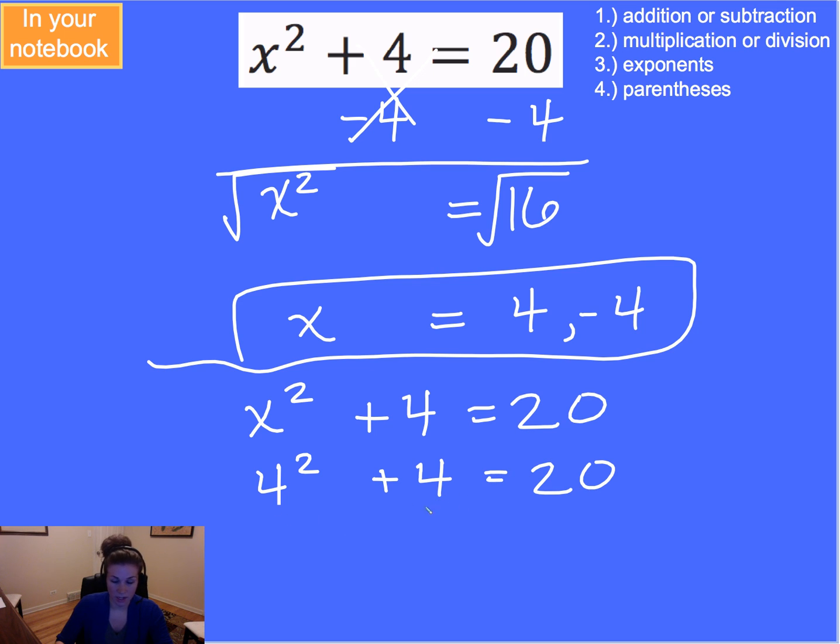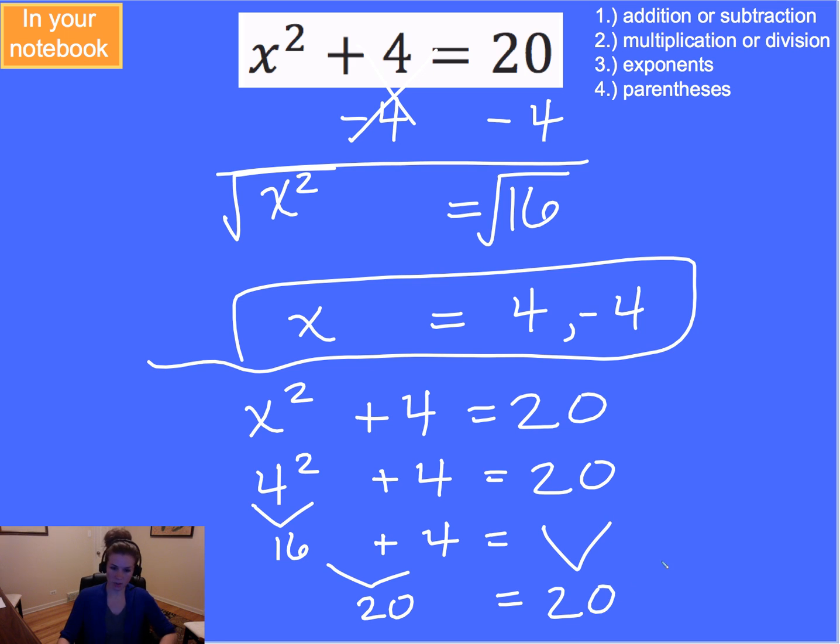On the left-hand side, now because I'm solving the problem, I'm not undoing the problem like before. Now I need to actually use order of operations. So I would do my exponents first, which is 16. And then I would add 16 plus 4 is 20. And on the right side I can't do anything, so it's just 20. I get 20 equals 20, so that's correct.